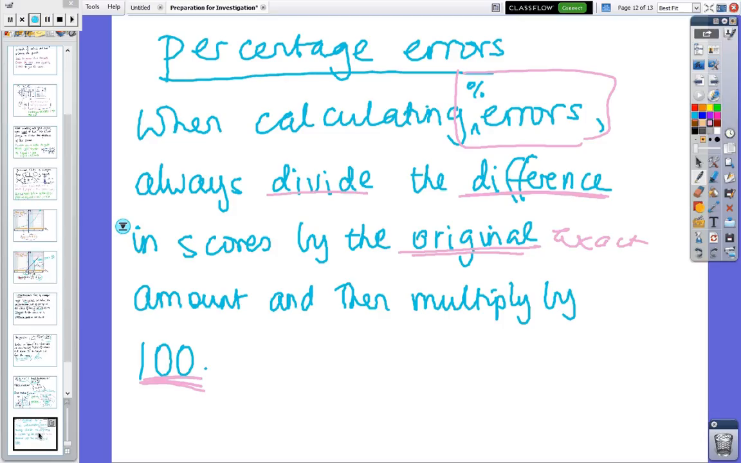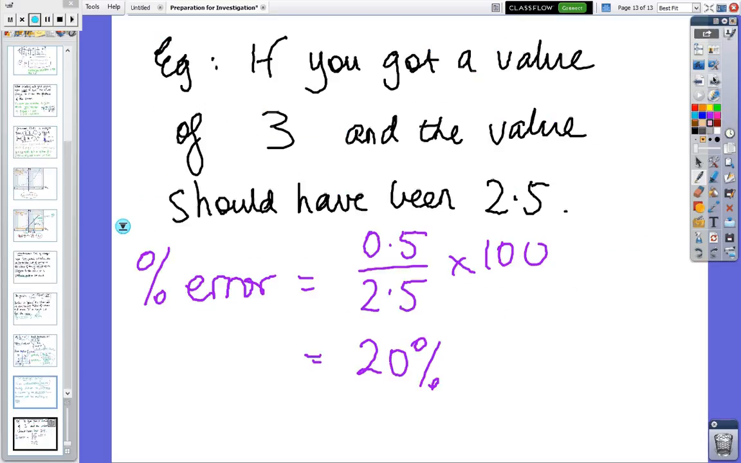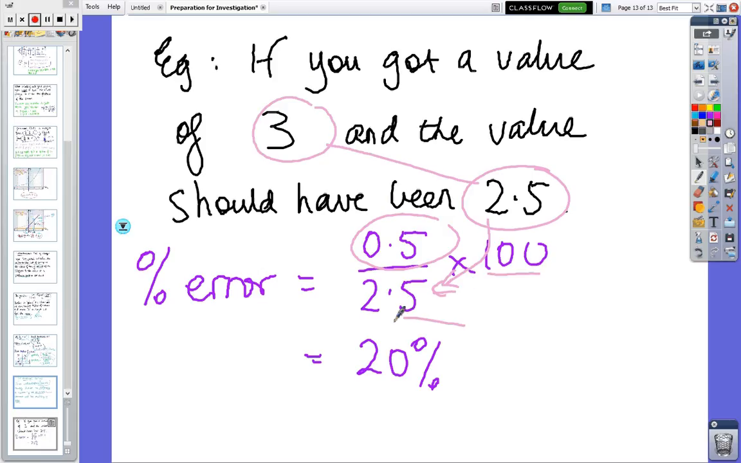Let's have a look at an example. We're nearly finished. So if you got a value of 3 and the value should have been 2.5, that's what it should have been, the difference is 0.5 between those two numbers, and we divide by what it should be, and then times it by 100. So we have a 20% error.